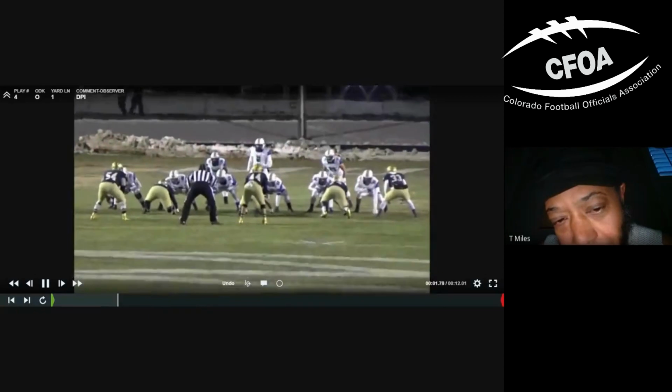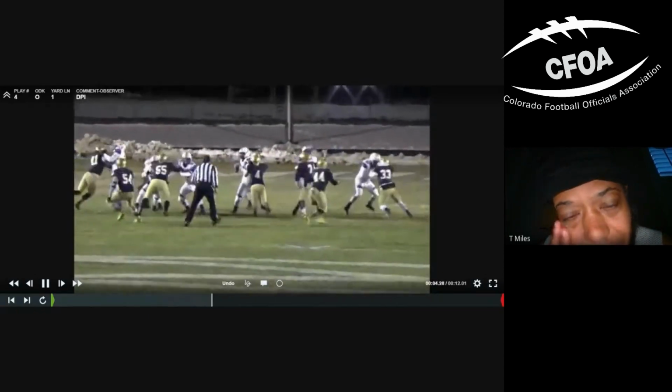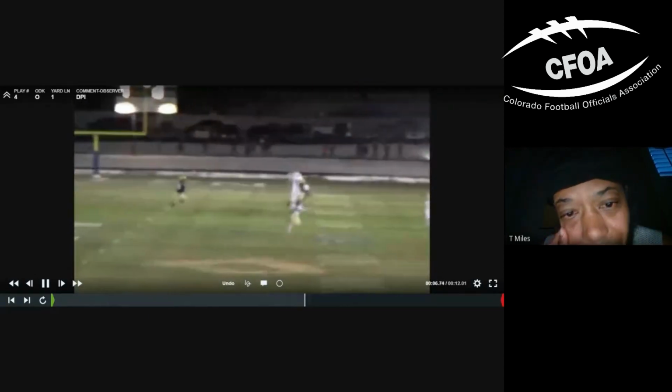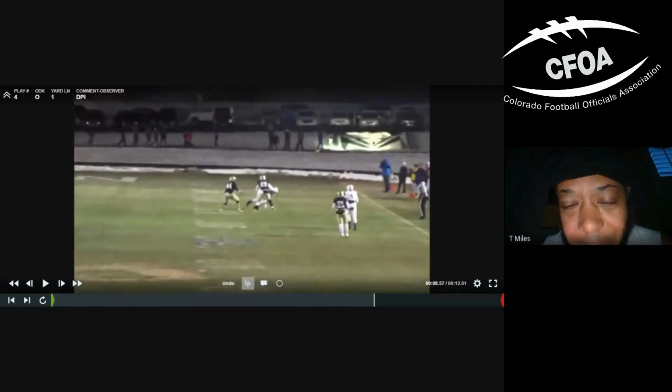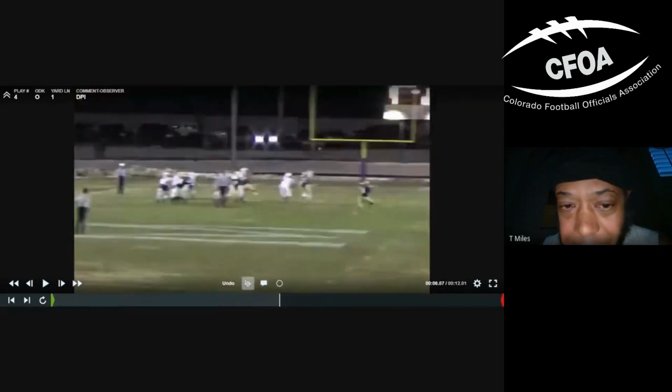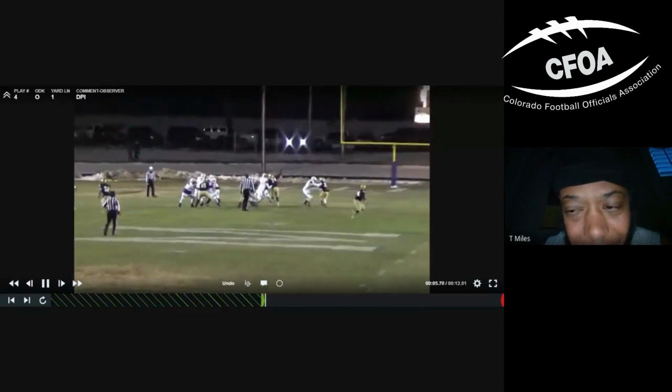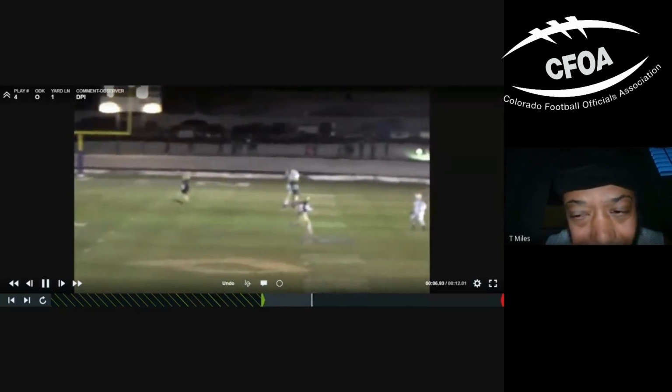Absolutely. So let's take it a step further. So, Chuck, you see this on the field. I'm the line of scrimmage guy, and you see that action on the field, how it happens. Is there some kind of conversation that you can have with this wing official?